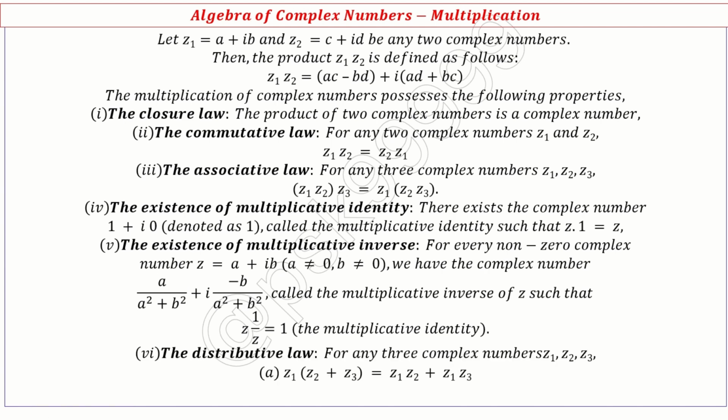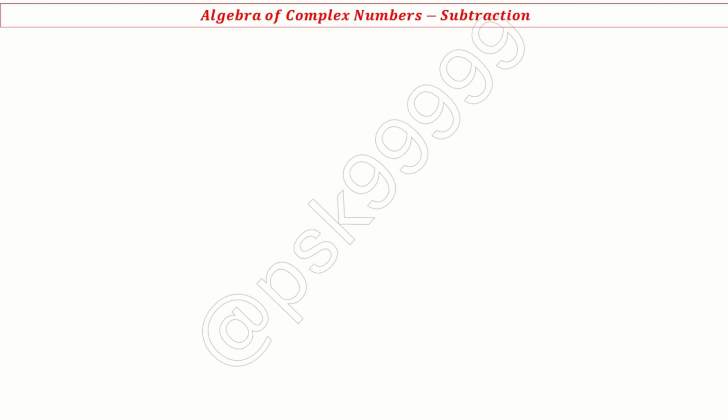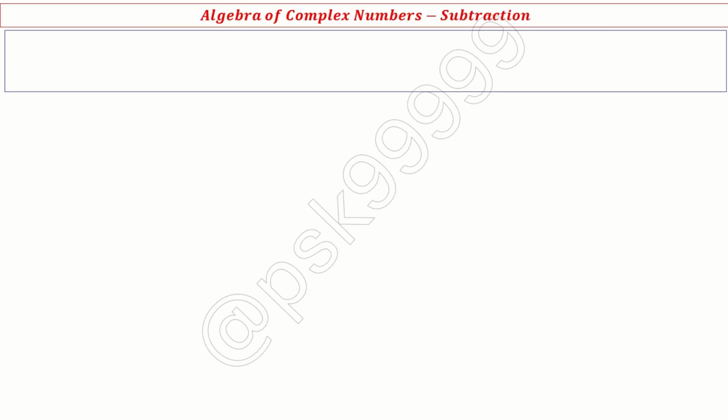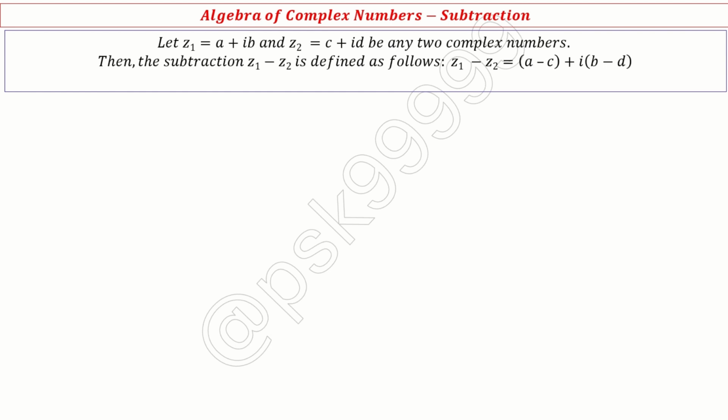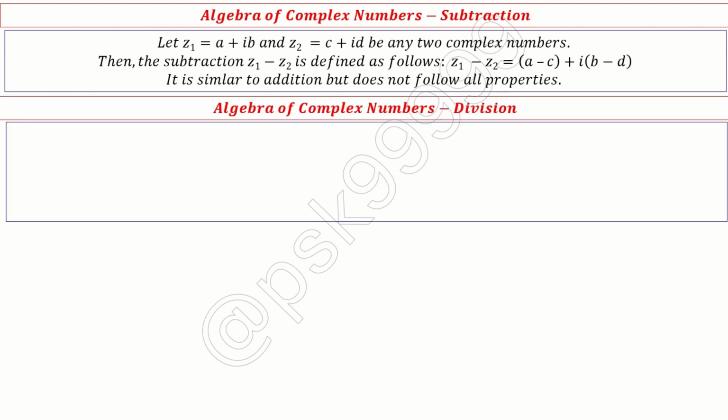Distributive law, yes, this is applicable: Z1 into Z2 plus Z3 is equal to Z1 Z2 plus Z1 Z3. This is also possible. So multiplication has all these properties. Next, subtraction. It is very similar to addition. Only thing is, it does not follow all the properties of addition. Whatever properties it follows, it may not follow here, just like subtraction in the normal number system. So if Z1 is A plus iB and Z2 is C plus iD, then the subtraction is A minus C plus i times B minus D.